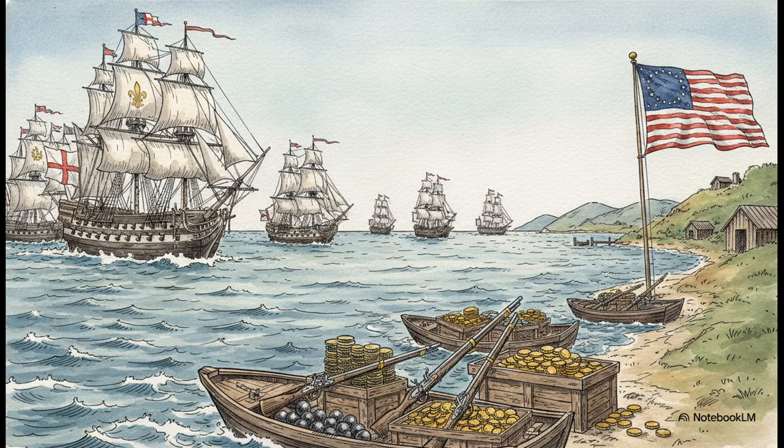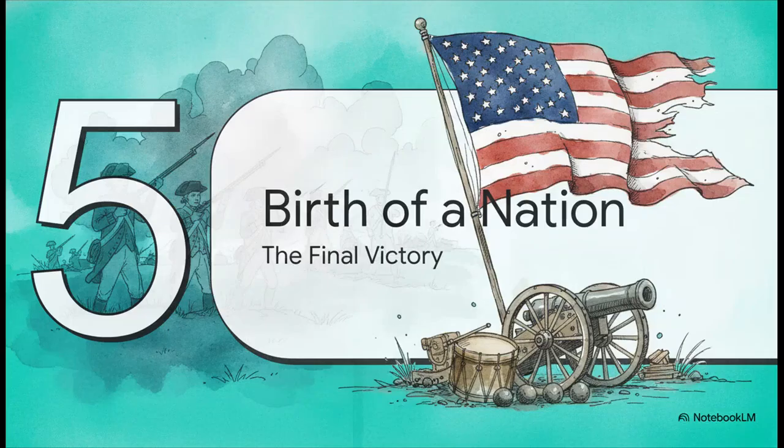This massive victory convinces France, Spain, and the Dutch Republic to jump into the fray. So, what started as a localized colonial rebellion instantly transforms into a global conflict. This gave the Americans the crucial money, weapons, soldiers, and naval power they desperately needed. Britain wasn't just fighting colonists anymore, they were fighting a world war. And that brings us to the final chapter, Section 5, Birth of a Nation.